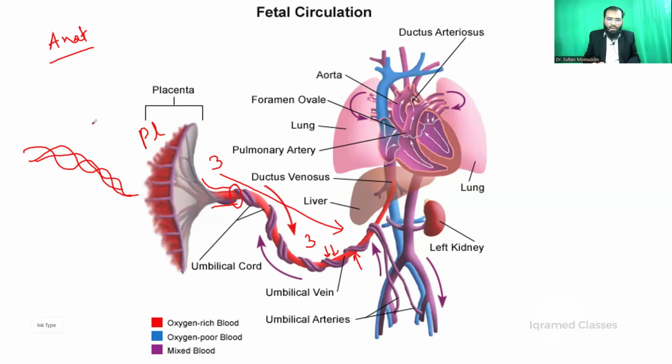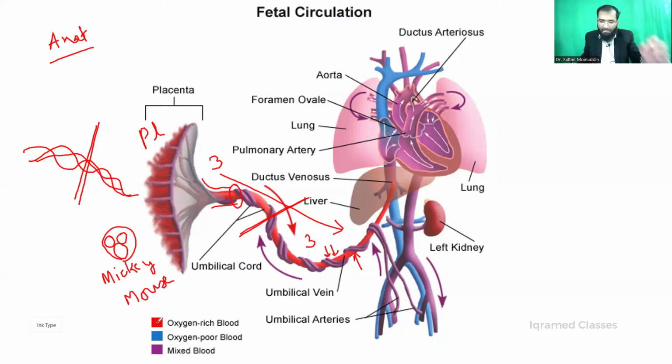But if you look along the axial section, if I cut the umbilical cord at this level, then the image you get would look like this. You will see two umbilical arteries and one umbilical vein inside. This is called the Mickey Mouse pattern, the Mickey Mouse appearance. I'll also show you in the video how the Mickey Mouse appearance looks.